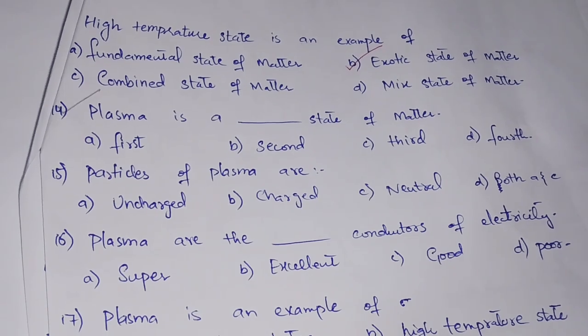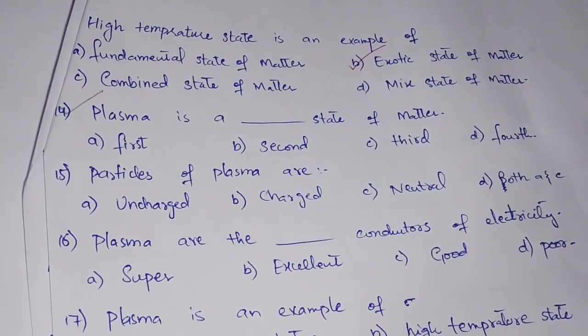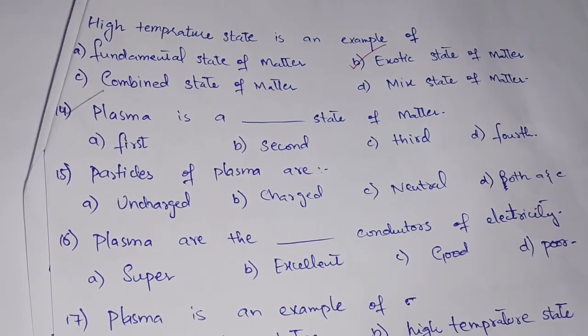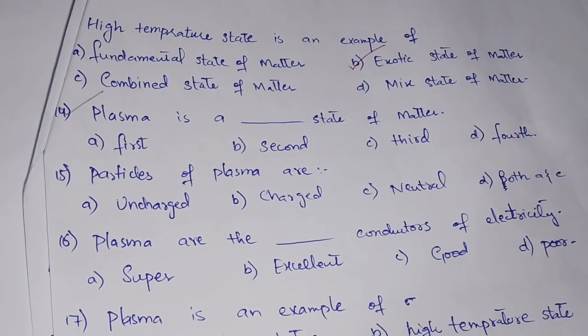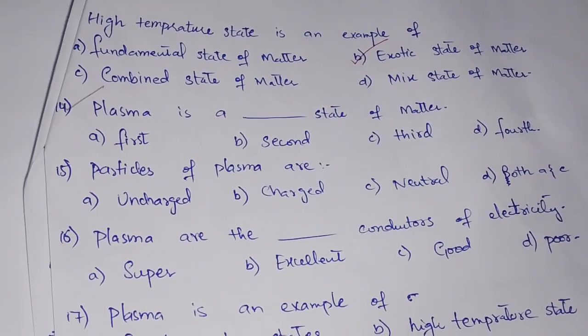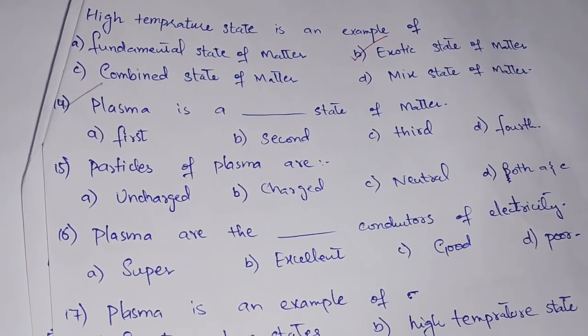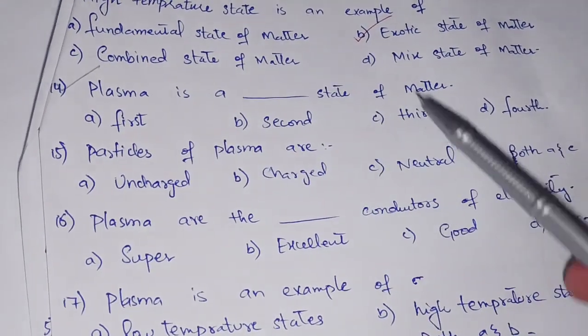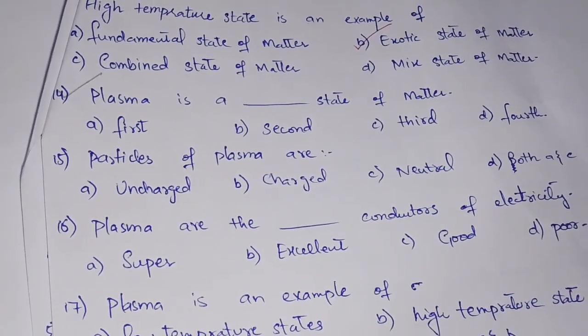MCQ number 14. Plasma is a dash state of matter. Option A is the first, option B is the second, option C is the third, and option D is the fourth state of matter. We know that the first, second and third states of matter are liquid, solid and gas.